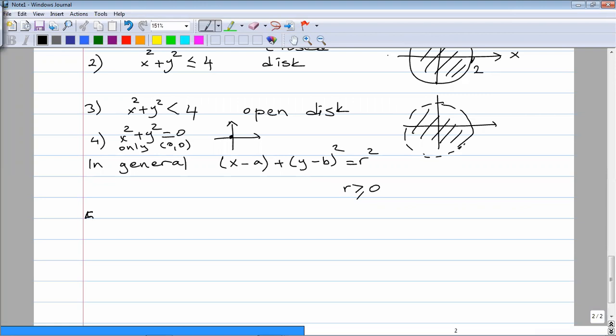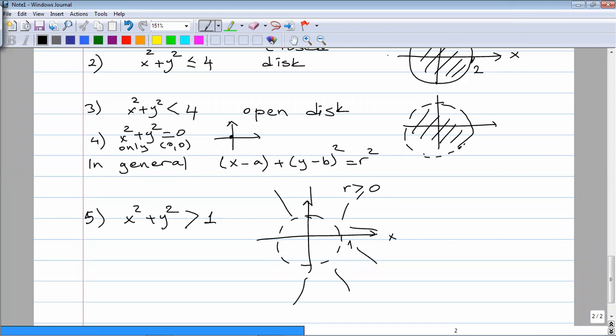Example 5: if you have x squared plus y squared greater than 1, this is not a disk, it doesn't have a name. It is everything outside the closed disk. We do have a name if you have something like 1 less than x squared plus y squared less than 4, a region between two circles. This is called an annulus.